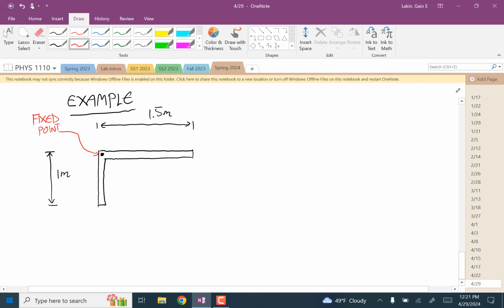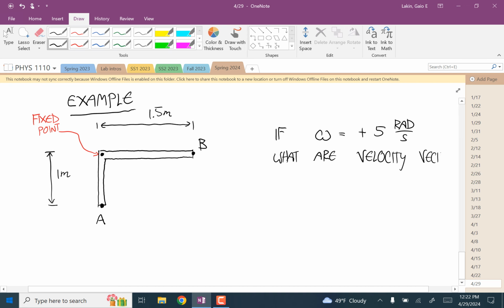And so let's figure out two things. Let's figure out the velocity vector of this point A, and let's figure out the velocity vector of this point B. So if the angular velocity of this body is positive 5 radians per second, what are the velocity vectors of points A and B?